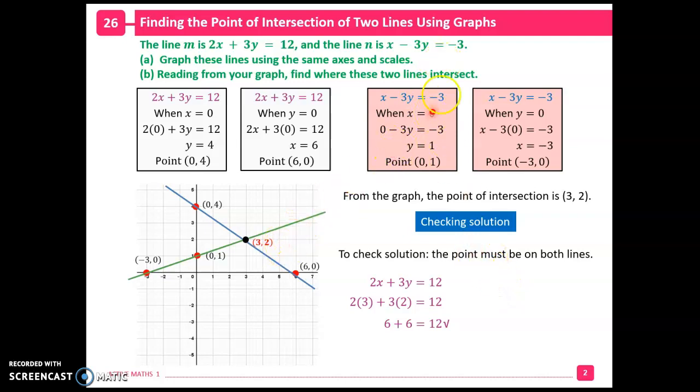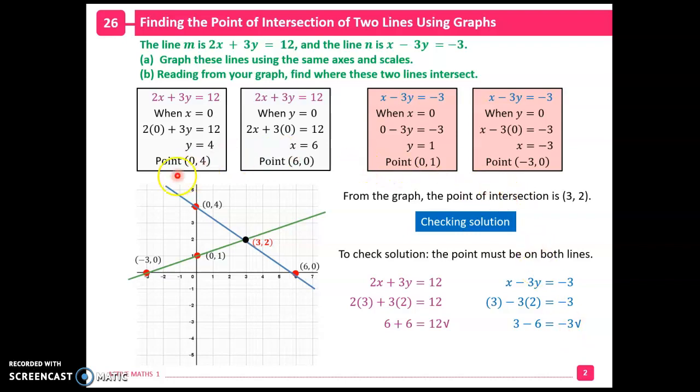Do the same now with the other equation. Check the point 3, 2 in the other equation to see is it also a solution for that one. So the other equation, substitute in, instead of x I've got 3, instead of y I've got 2. Do my sums. Well, 3 is just 3. Minus 3 multiplied by 2 is minus 6. 3 take away 6 is negative 3, so that's correct. So what I've done here is I've verified my solutions to my simultaneous equations.